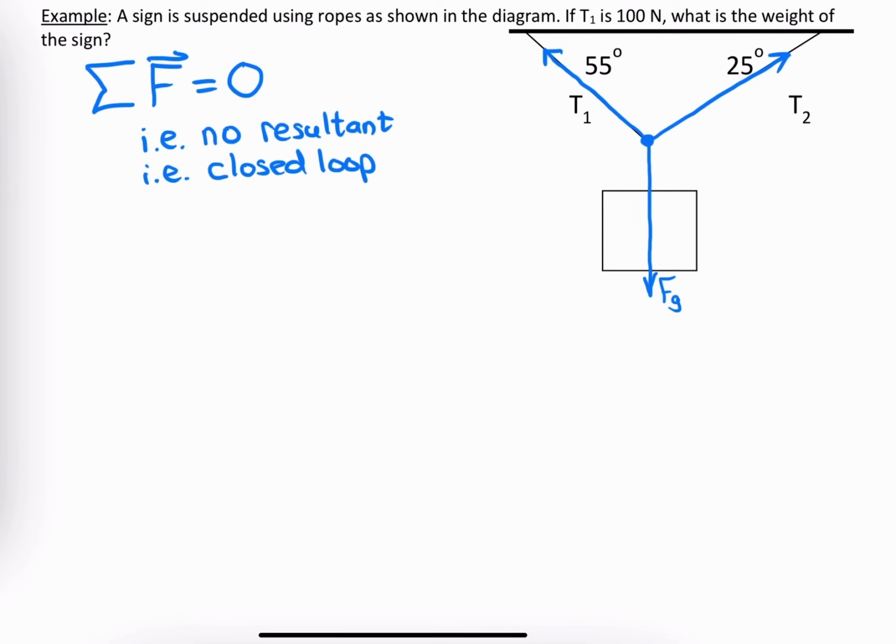Okay, so let's do that. Let's draw all these vectors head to tail, forming a closed loop, showing that the sum of all those forces is equal to 0. There is no resultant. It doesn't matter which one I start with because we can add vectors in any order. I'll start with FG. Okay, here's my FG. Then I'm going to do T2, just heading up in this direction.